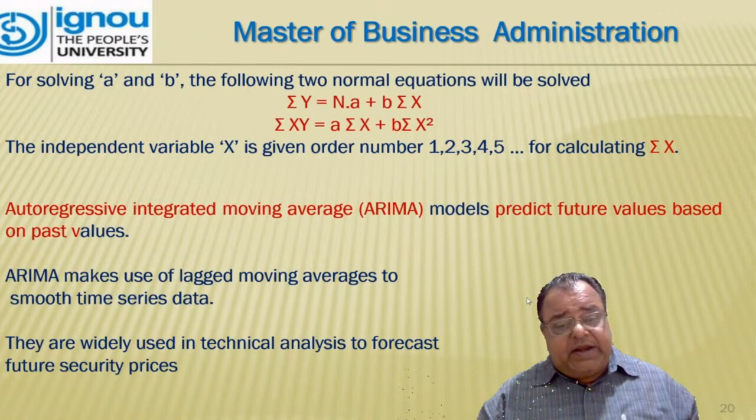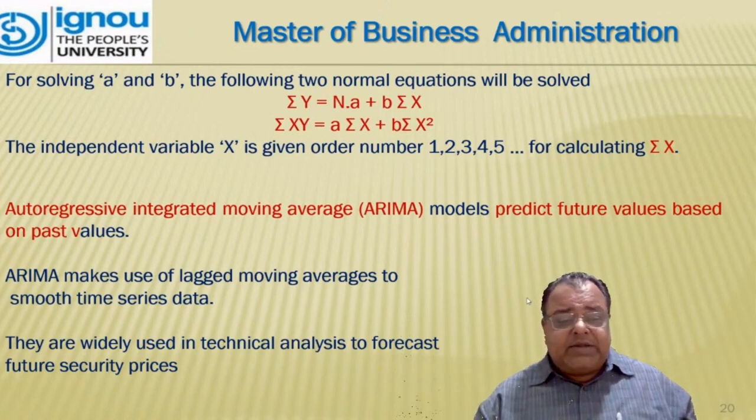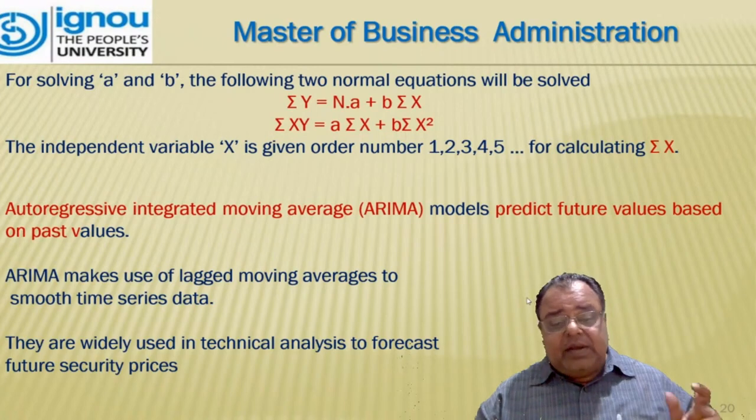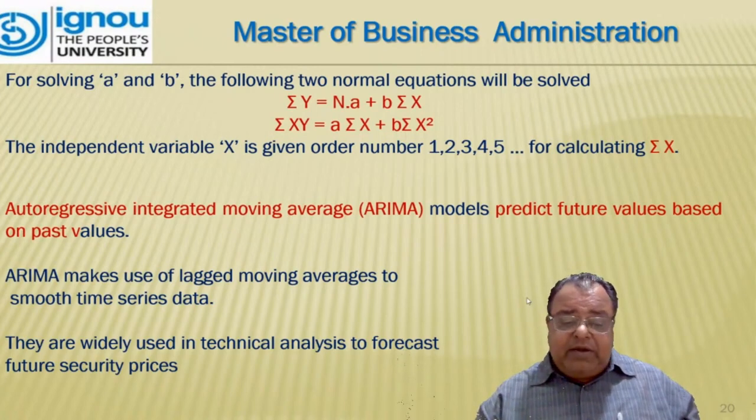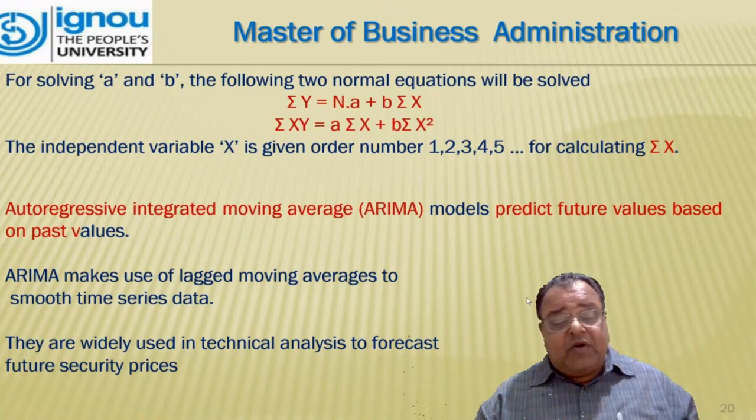Auto-regressive integrated moving average, that is ARIMA, models predict future values based on past values. ARIMA makes use of lagged moving averages to smooth time series data. They are widely used in technical analysis to forecast future security prices.